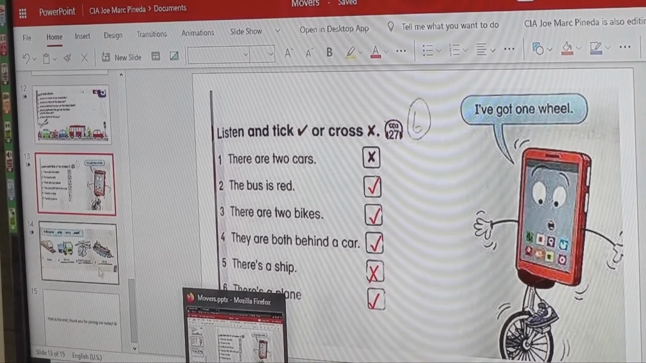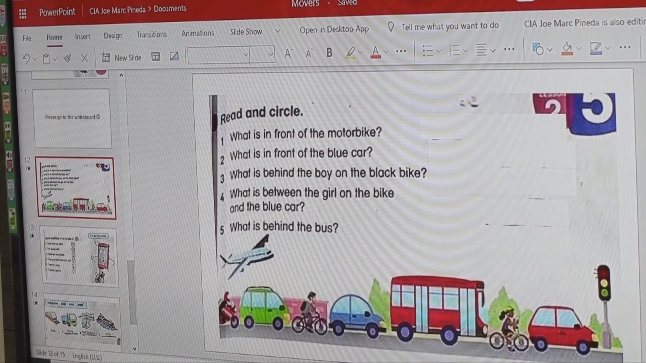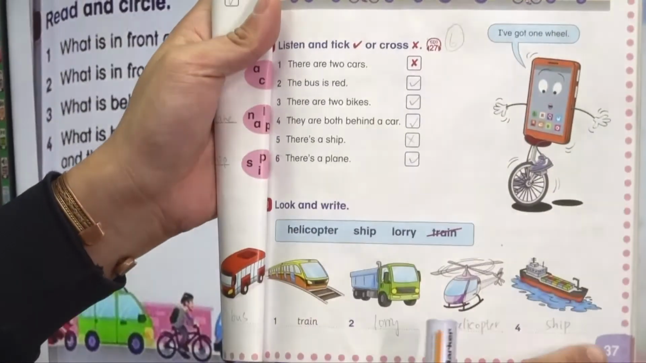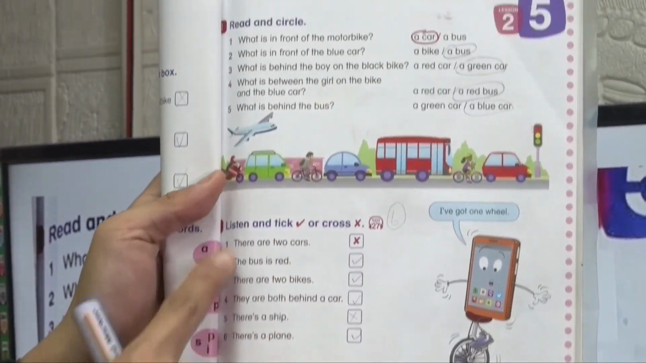Okay, so now let's go back to part 1. Part 1 of which page? Part 1 of this page. Page 37, same place, right? So just up, up. We did this already.